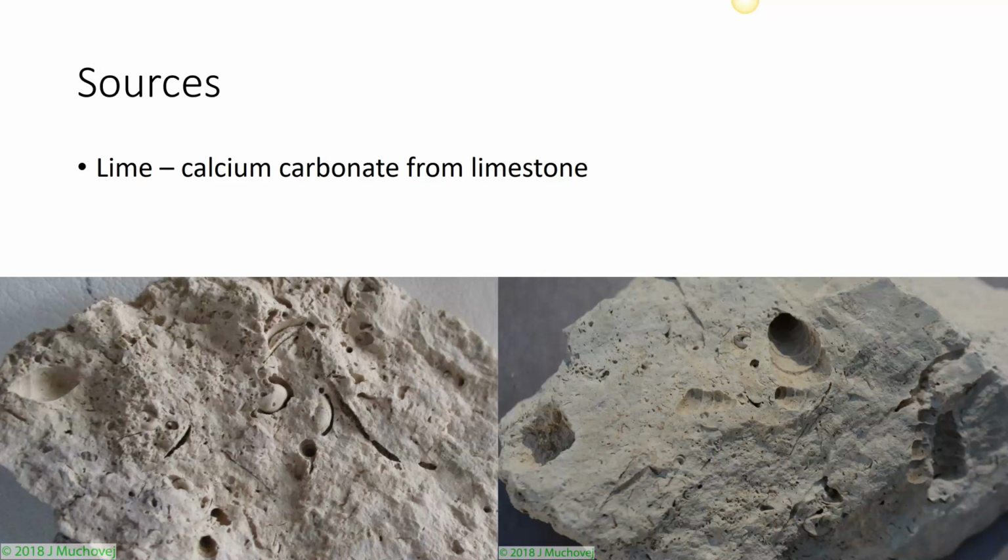Where does calcium come from? We look at sources of calcium. Calcium is normally found in the form of lime. Lime is basically calcium carbonate that comes from limestone. Limestone is often biologically created. It's a sedimentary type rock that you get from excessive growth of corals, seashells, and other materials like that.